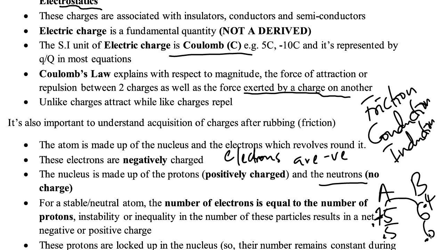So when there are more protons, what happens? It's positively charged, right? Then when there are more electrons, it's what? Negatively charged. So let's move on.